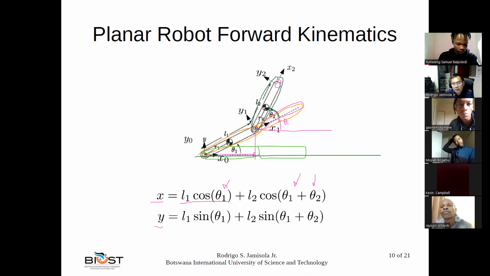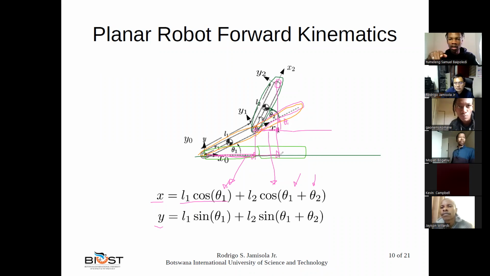Hold on. Theta 1 plus theta 2. So this length times cosine is that length, and that length times cosine is this length, and you add them together to get the total of the x-axis. Okay, you have a question, Itumeleng?